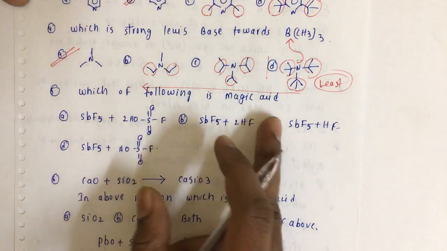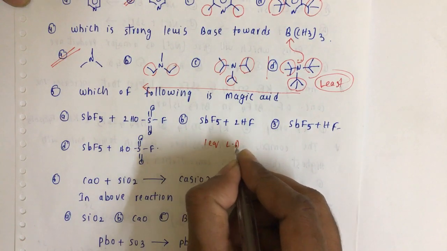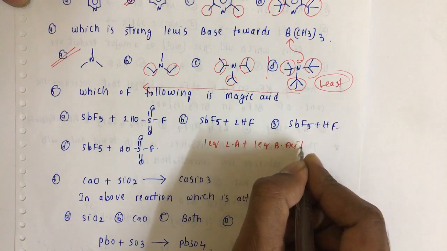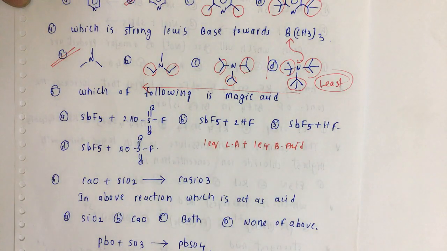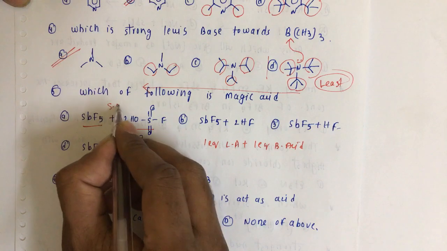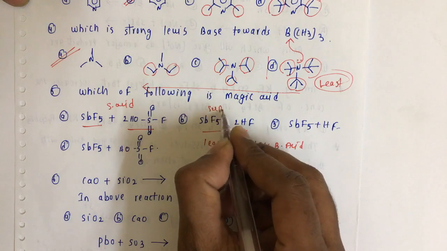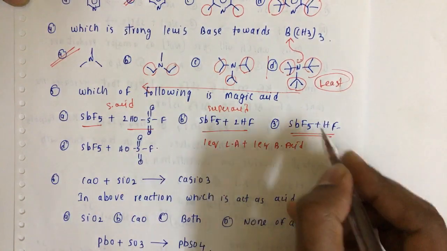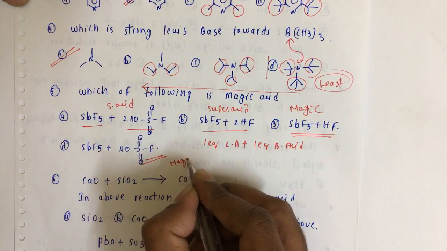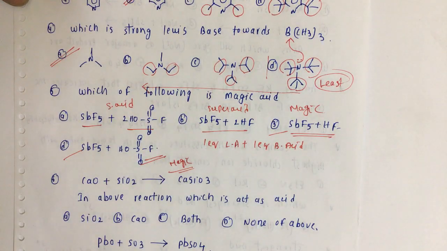Which of the following is a magic acid? I have said already, magic acid means one equivalent of Lewis acid plus one equivalent of Bronsted acid. So here we have one equivalent and two equivalents. This is a superacid, and this also comes under superacids, and this one comes under magic acid, and this also is a magic acid. So option 3 and option 4 both are examples of magic acids.